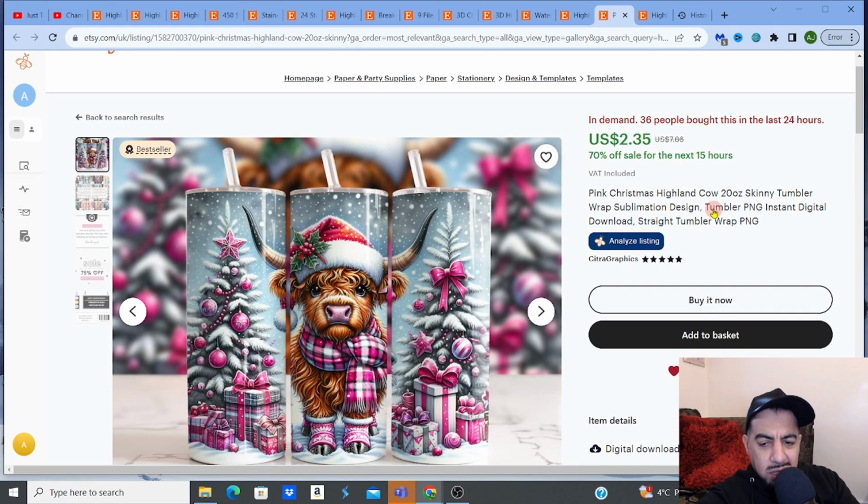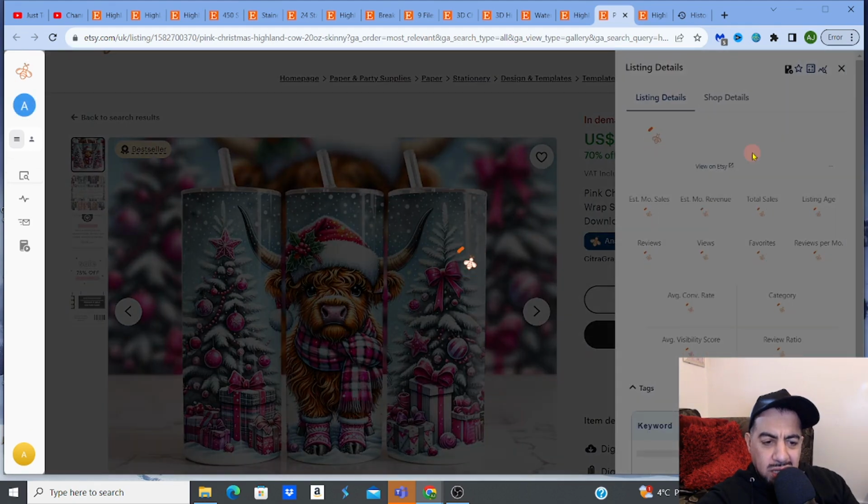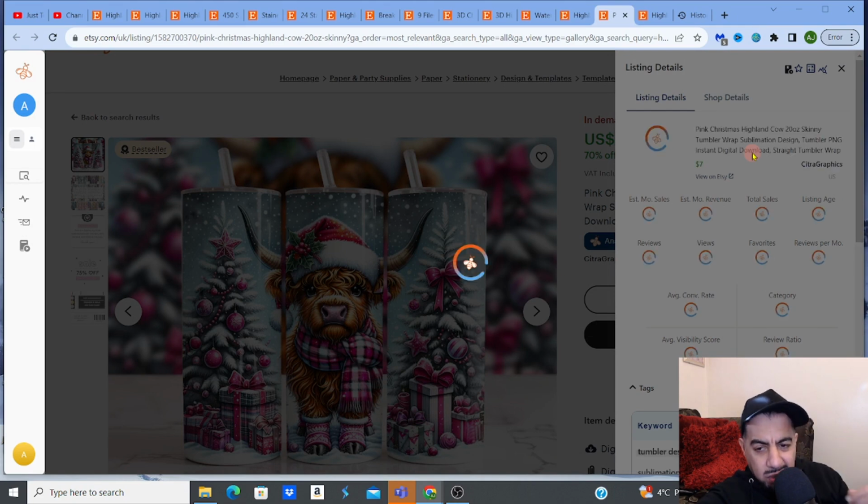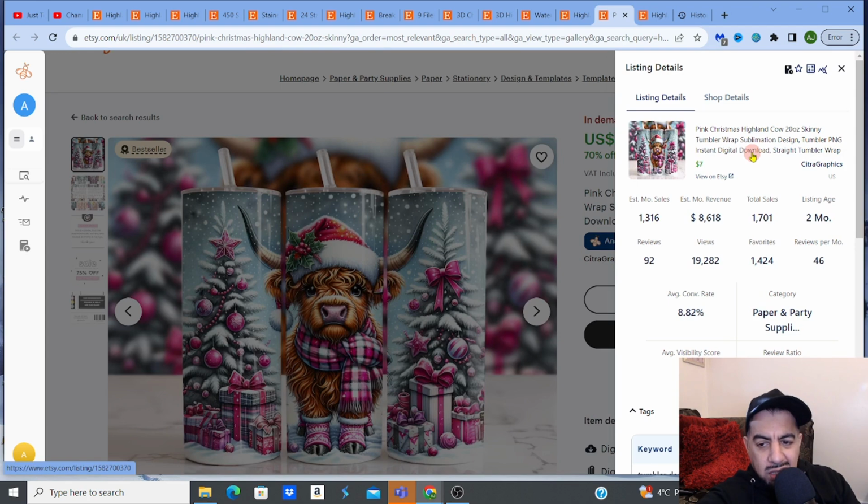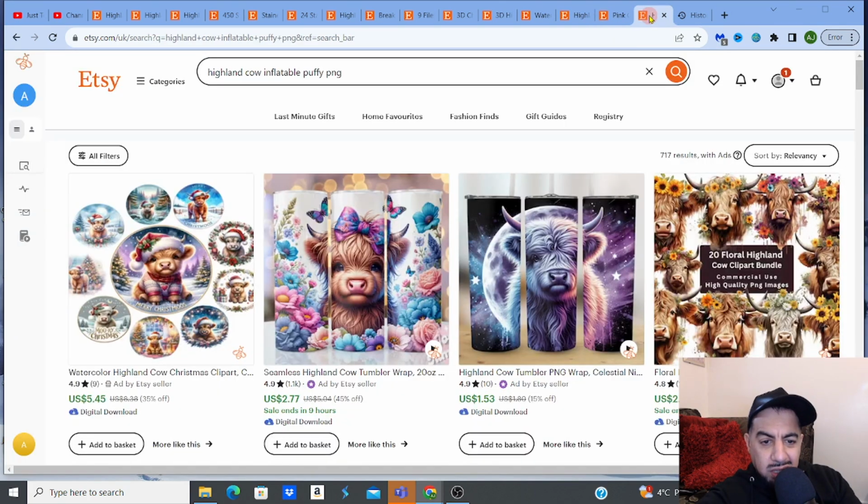How much is this making, just so you get an understanding of how this style can work? It's called Pink Christmas, or it can be a pink pastel style also. It's pretty good. This one is a two-month-old listing, making over $8,000 per month. It is a 70% sale, so you have to take that into account, right?